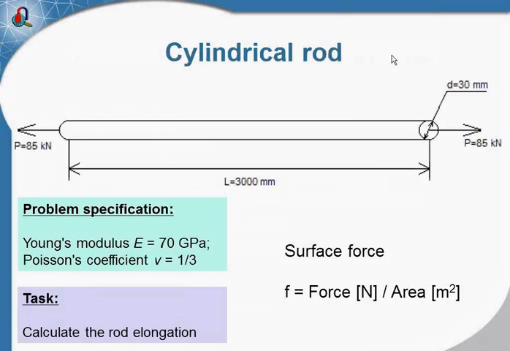The first case is the simulation of a cylindrical rod under mechanical stress. The cylindrical rod is made of aluminum alloy. It has a length of 3 meters and a cross-section diameter of 30 millimeters. The force of 85 kilonewtons is applied to the rod end and directed along the rod. Our task is to calculate the rod elongation.